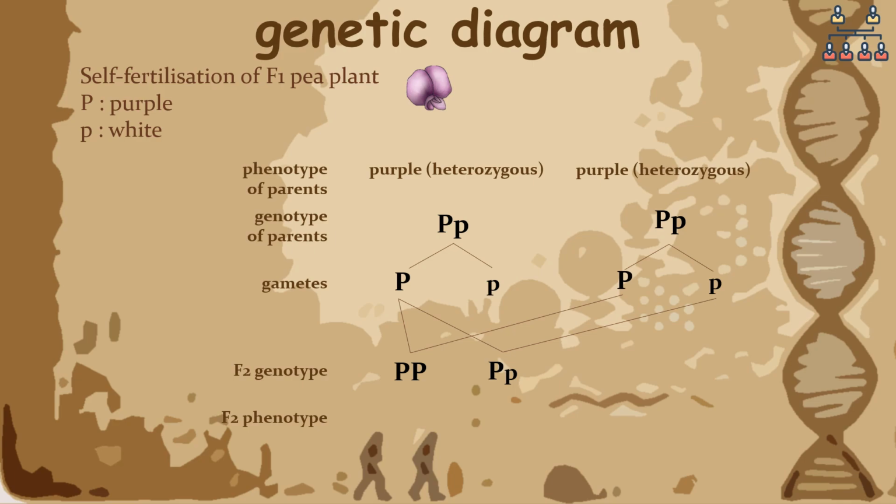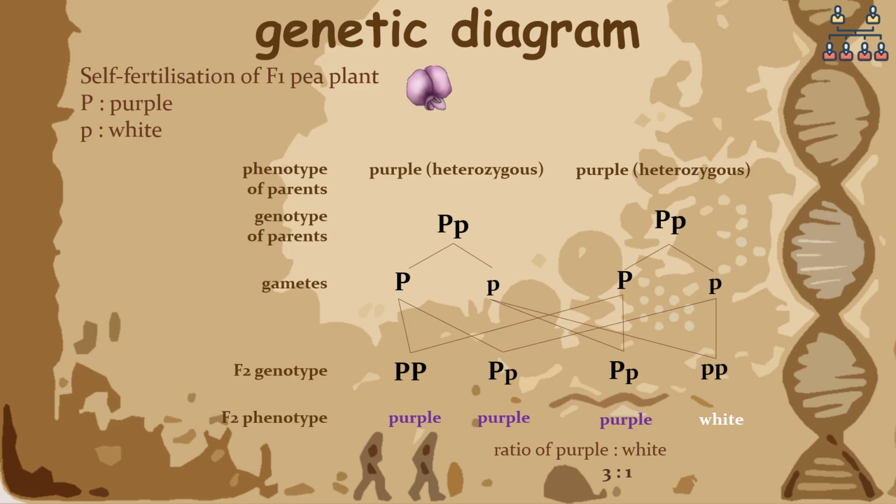Those recessive alleles also have an equal chance of matching with either a dominant allele or a recessive allele, which will give us a heterozygous and a homozygous recessive genotype. The F2 phenotype will be 75% purple and 25% white. Hence, the ratio of purple to white is 3:1.